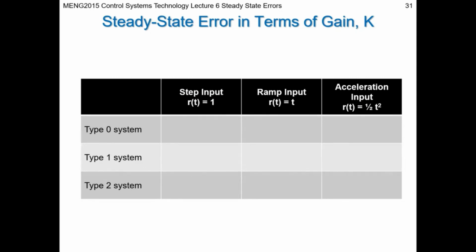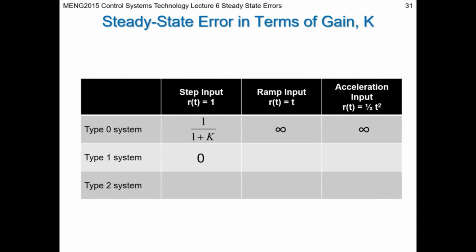So this table summarizes it all. Starting with the type 0 system, if you have a step input, then it will have a steady state error, and that steady state error is going to be 1 upon 1 plus K. If you have a ramp input, then your steady state error is going to be infinite. You can't follow a ramp input with a type 0 system. And likewise, you can't follow an acceleration input or a parabolic input either.